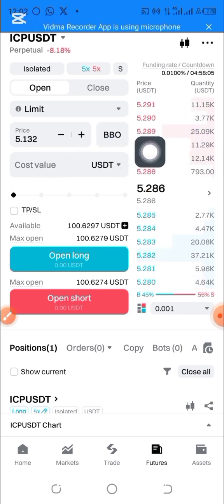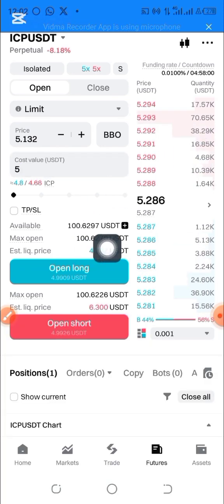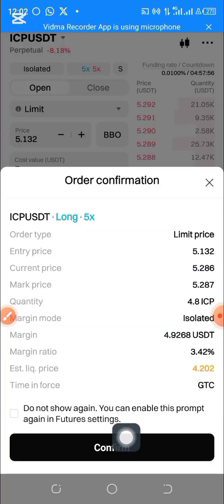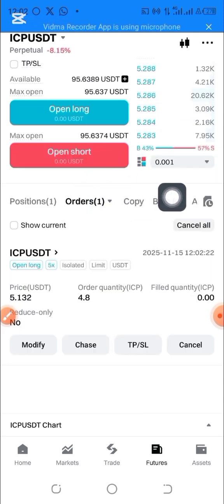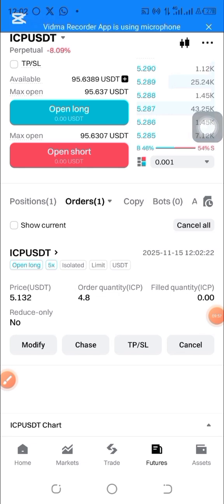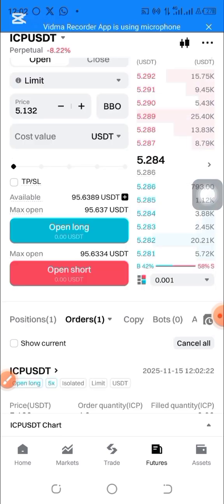So I put $5 here again. Then I will click on open long, confirm. If I check my order here, this is now a pending order that is yet to be triggered because the price has not come down to 5.132. So I'm spending my $5. Once the price of this ICP comes down to 5.132, then this order will be triggered. So that is how to DCA.